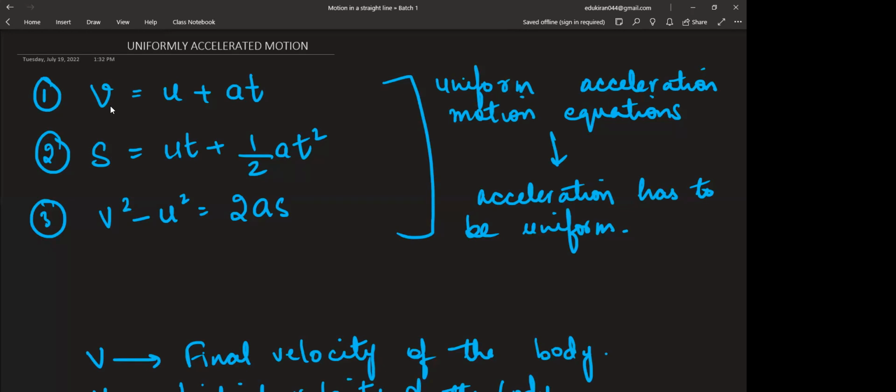And the last equation we have: the square of the final velocity minus the square of the initial velocity is equal to 2 times the product of acceleration and displacement. So V is equal to U plus AT, S is equal to UT plus half AT square, V square minus U square is equal to 2AS.